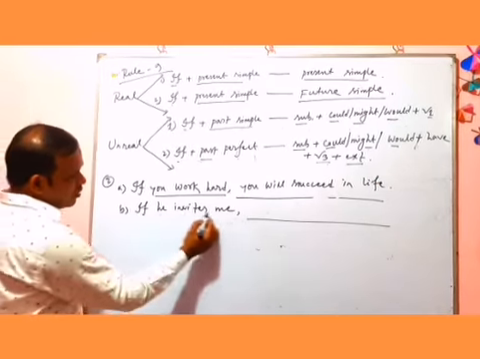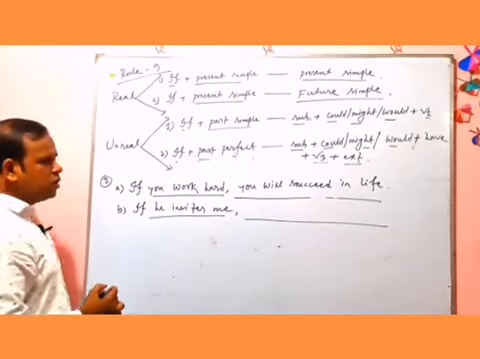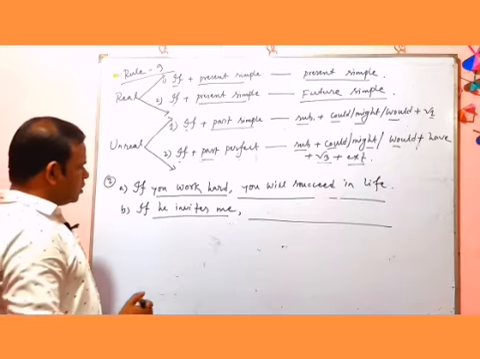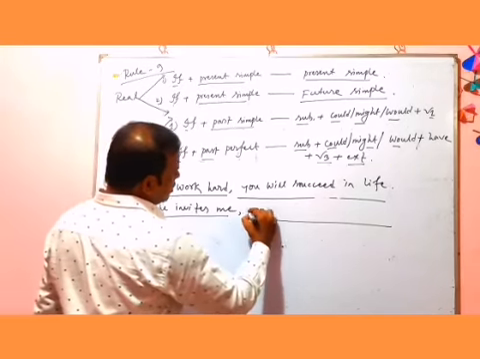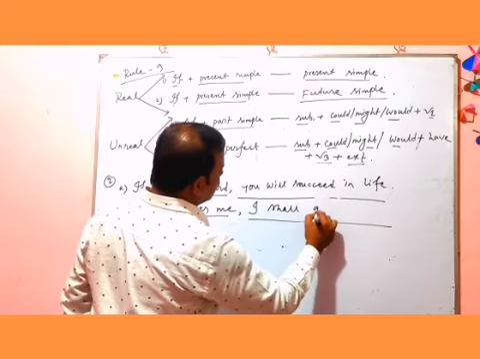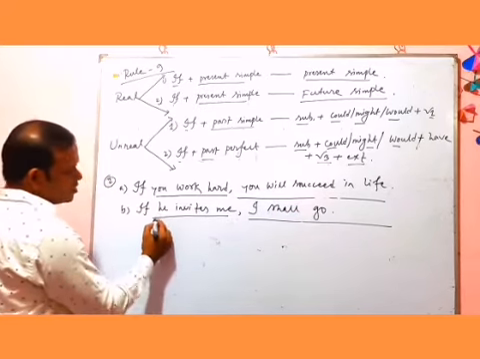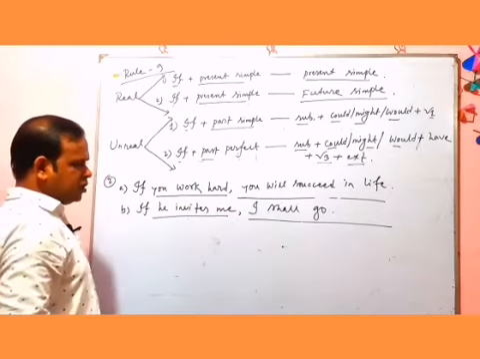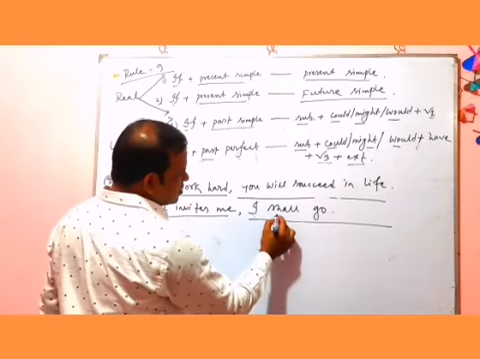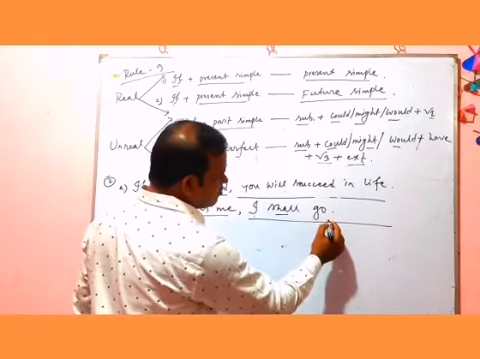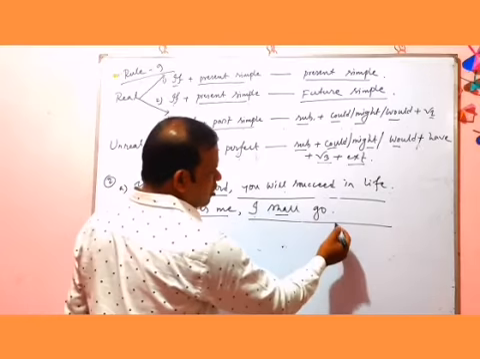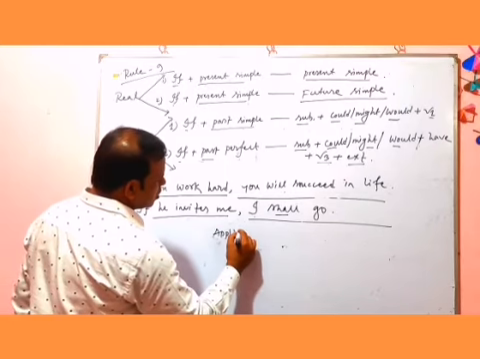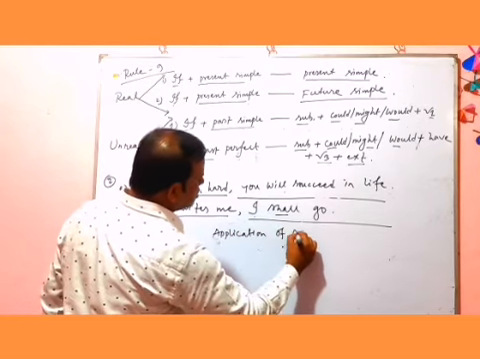Another example: if he invites me, here also a condition is applied. If he invites me, I shall go. Because there is present indefinite tense, the next part must be future indefinite. Future indefinite means subject plus shall or will plus verb 1, that means the present form of the verb. Application of the structure.